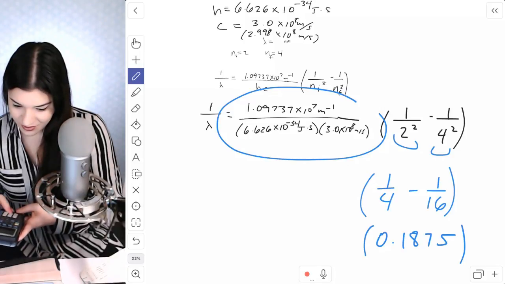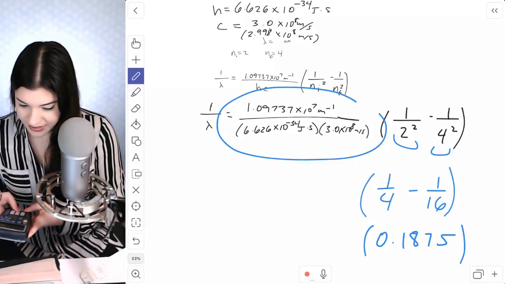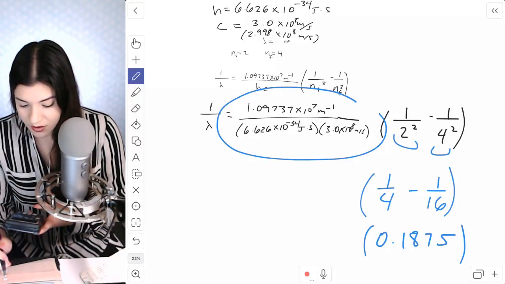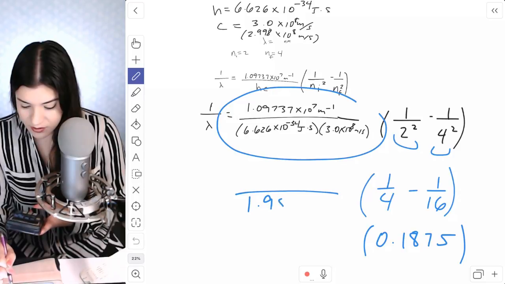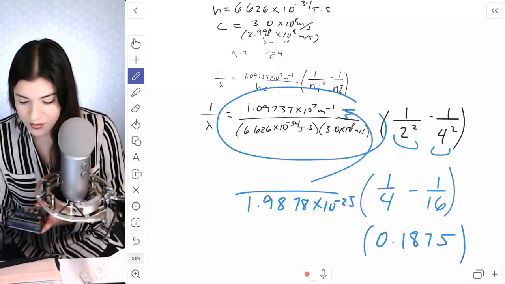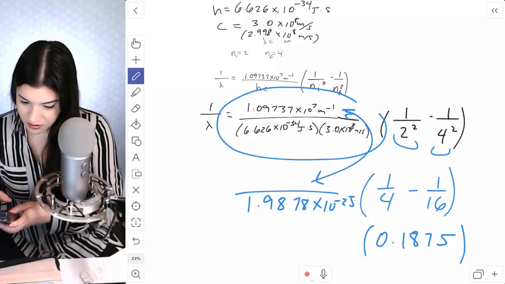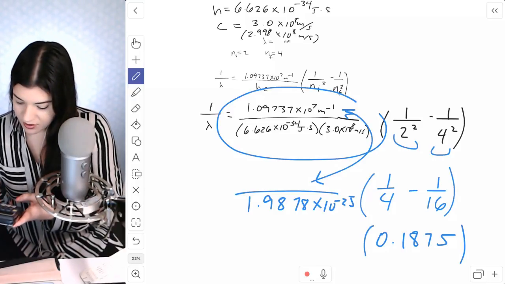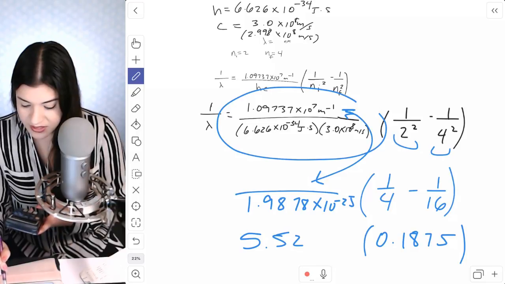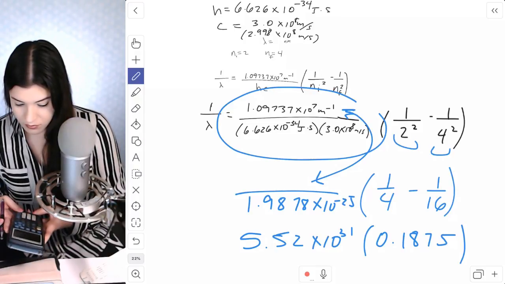And then now I'm going to figure out what all this is. Let's see what that would give us. I'm going to do the bottom first, separately. I like to separate everything on my calculator so I don't make any calculation mistakes. All right, and so this is what the bottom is. And then I would have this same thing on top. So 1.09737 times 10 to the 7th power. Okay, so I would have gotten 5.52 times 10 to the 31st. I'm going to multiply those two values, and then I'm almost done.